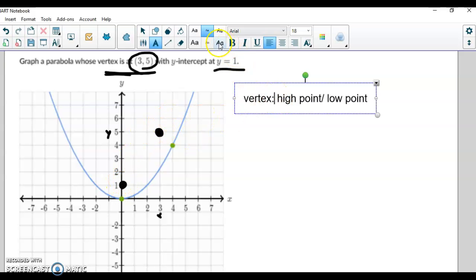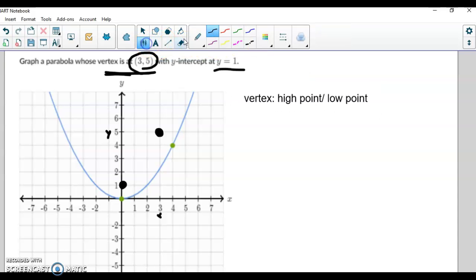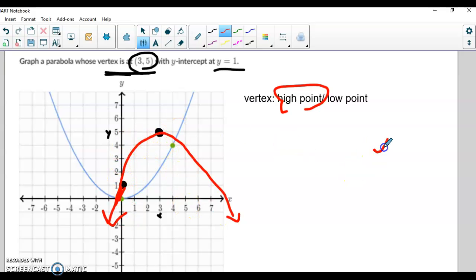So we're going to assume that the vertex for this problem is a high point, so our parabola shape would open downward. It would look something like this. That's really ugly, but that's the way it would open. So you would drag and drop your parabola to make it look like this. This was one of the questions that I think 8 of the students got wrong when they went to answer it.